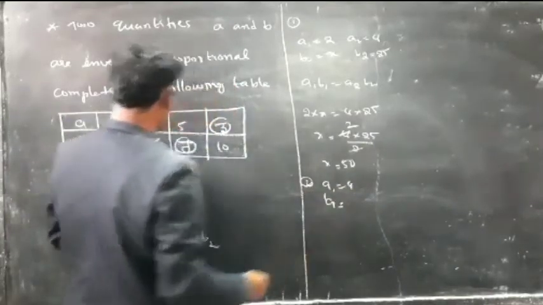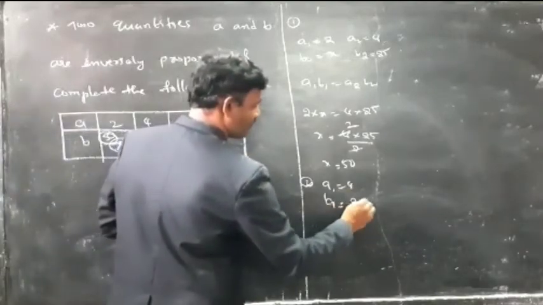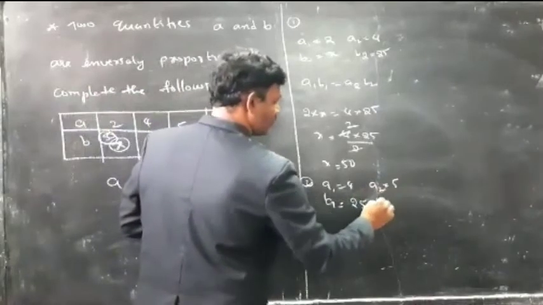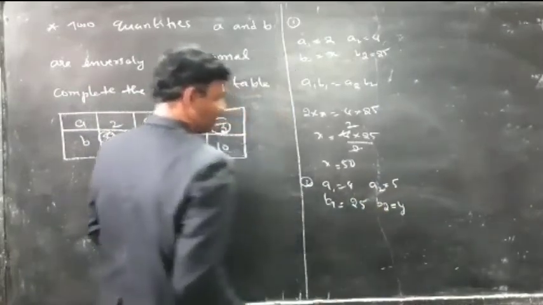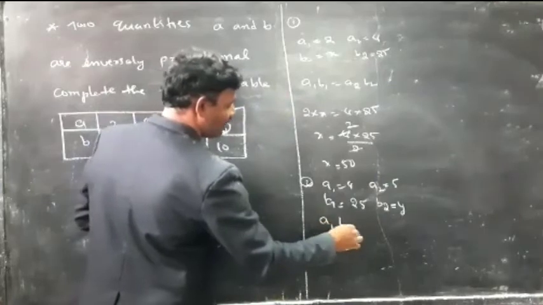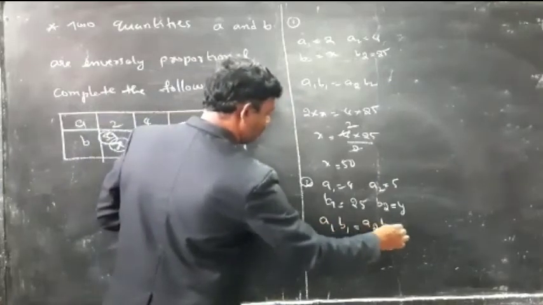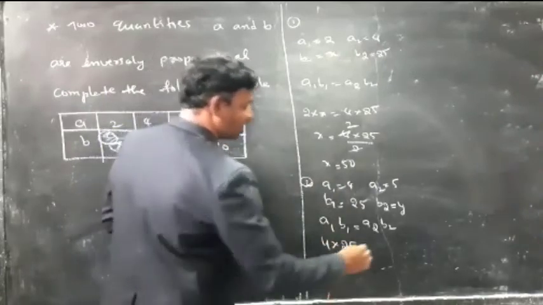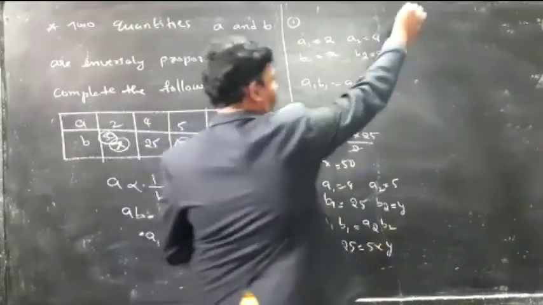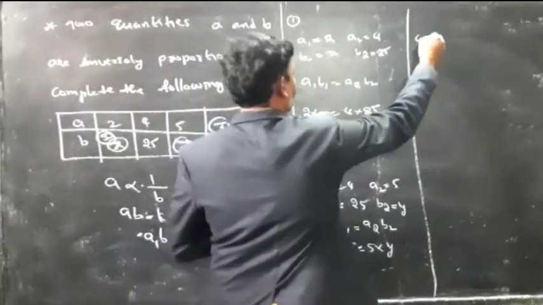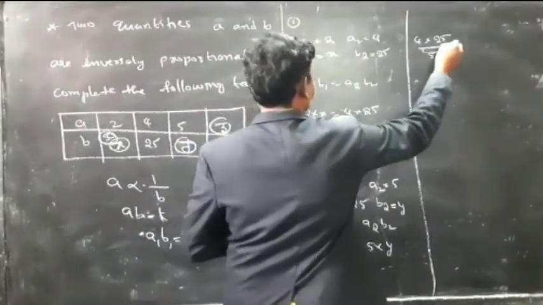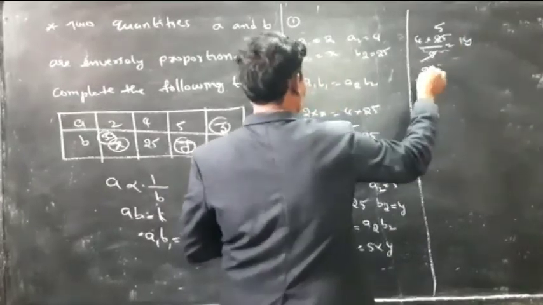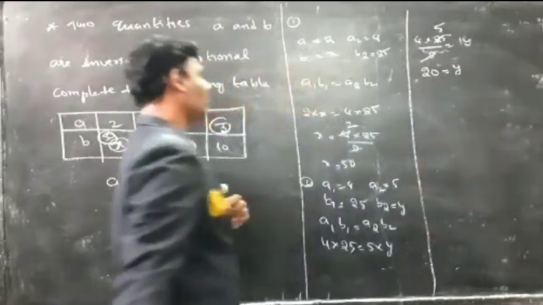Then second one, a1 is equal to 4 and b1 is equal to 25, a2 is equal to 5 then b2 is equal to y. What is the formula? a1 b1 is equal to a2 b2. What about the a1? 4 into 25 is equal to 5 into y. 4 into 25 by 5 is equal to y. 5 ones are 5, 5 fives are 25, 4 fives are 20. So what is the value of y here? 20.